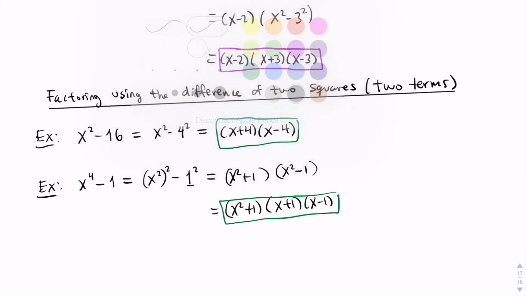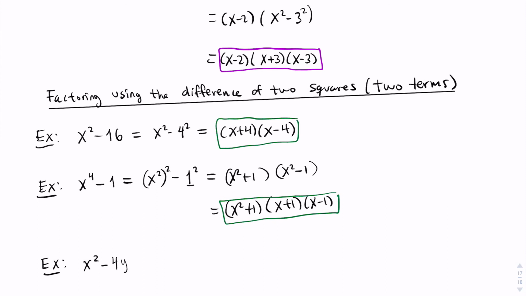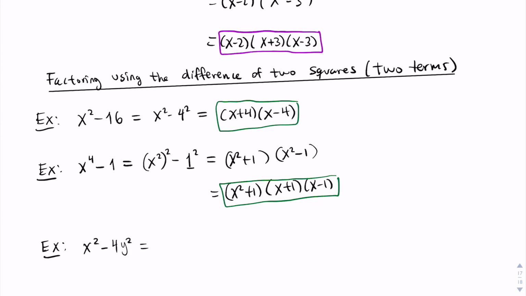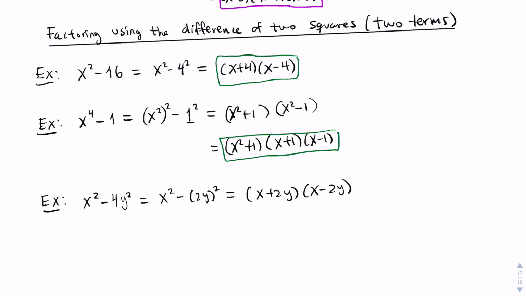Here's another example. How would you factor x squared minus 4y squared? It's x minus 2y and x plus 2y. This is x squared minus (2y) squared, so you can see that it is the difference of two squares. So this will become x plus 2y times x minus 2y. Hopefully that makes sense.